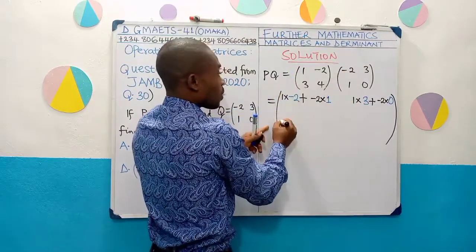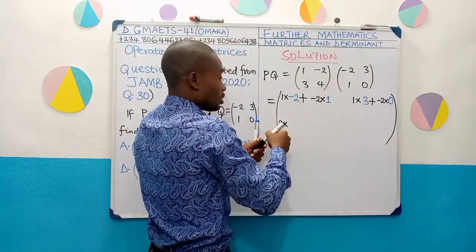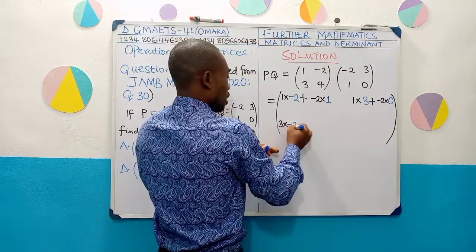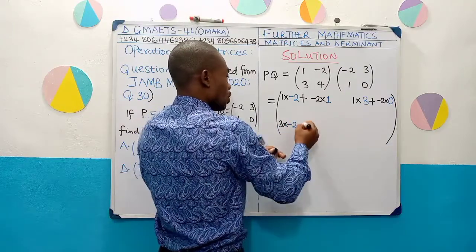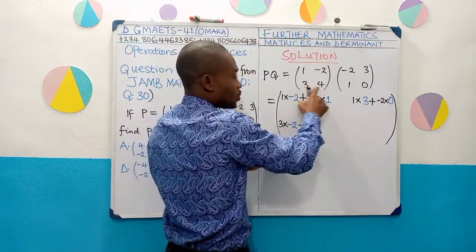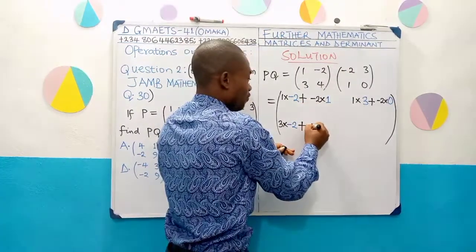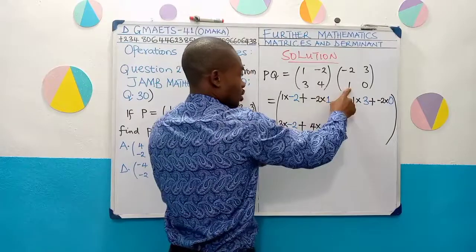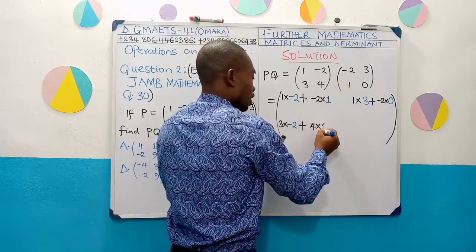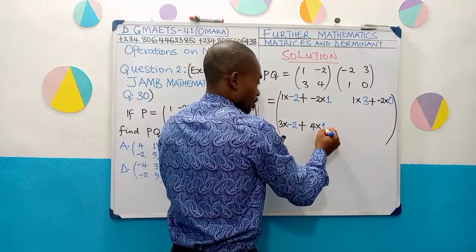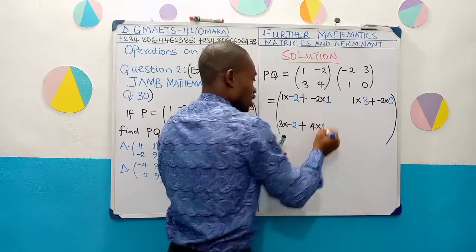We're going to have 3 times minus 2. Minus 2. So I will add it to, I'm using the second element of this row to multiply the second element of this column now, which is going to be 4 times this 1. Okay, we are moving on. 4 times 1. This is not 7. Take notes.